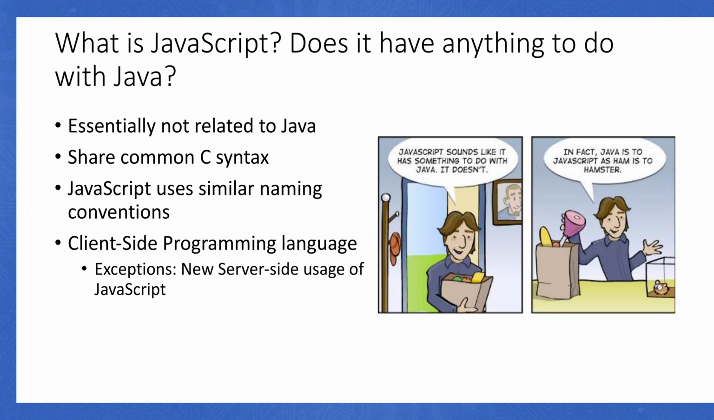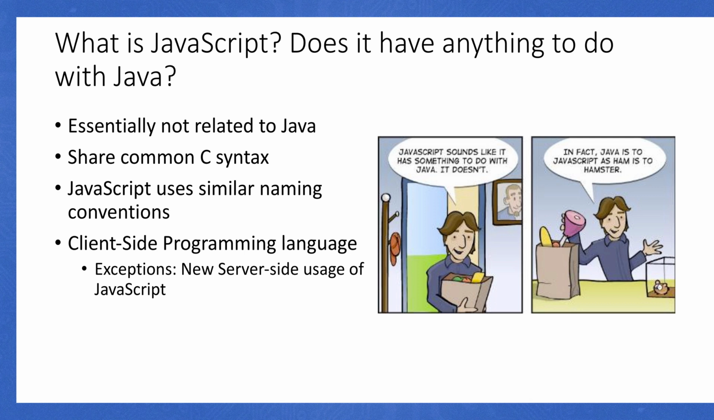So as you can see, I found this little cool cartoon, and it says JavaScript sounds like it has something to do with Java. It doesn't. In fact, Java is to JavaScript as ham is to hamster. They're not related. Just like you can have a car and you can have carpet. You can have carpet in your car, but other than that, they're really not related.